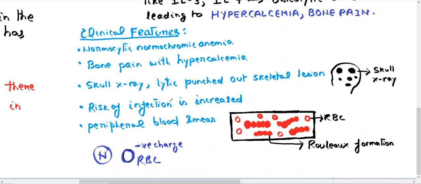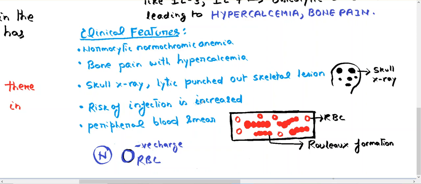Normally what happens, the plasma cells produce antibodies, which are effective for preventing infection. But the neoplastic plasma cells are producing abnormal antibodies, and they are not decreasing the infection. As a result, the risk of infection is increased.